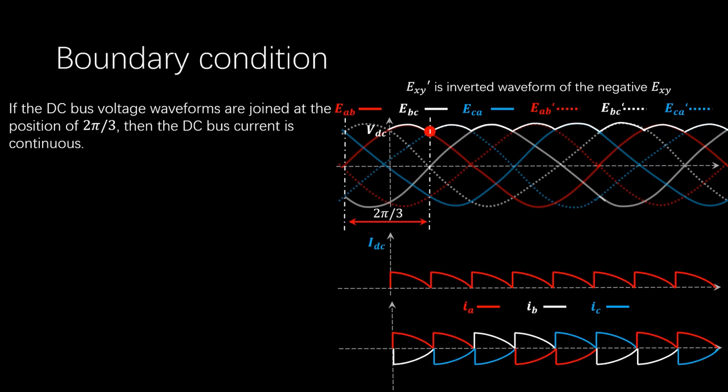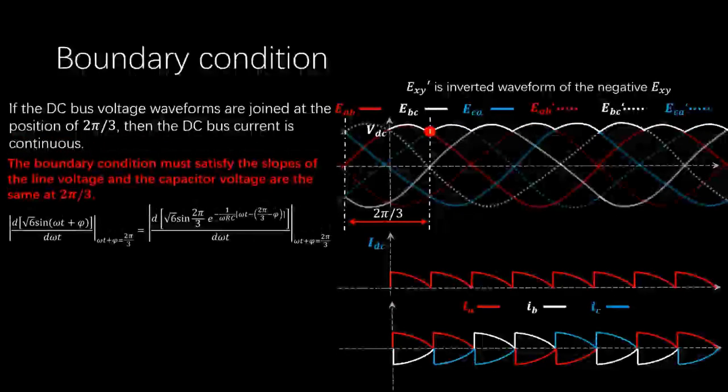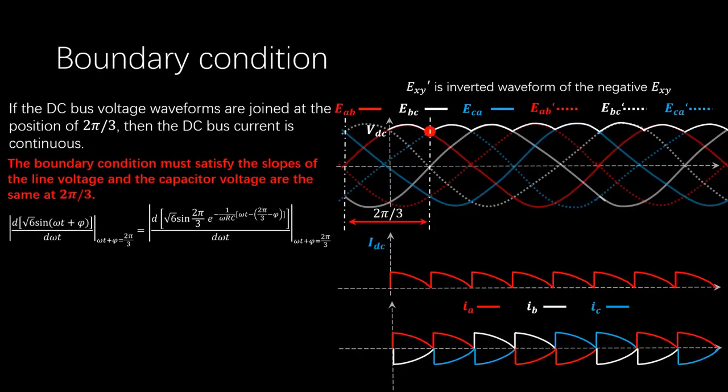The phase commutation point is the key point, which corresponds to the phase of 2/3 of the line voltage. If the line voltage slope equals the DC voltage slope at this point, the diodes of the current phase are just blocked, and the diodes in the next phase are just turned on. This is the boundary condition.